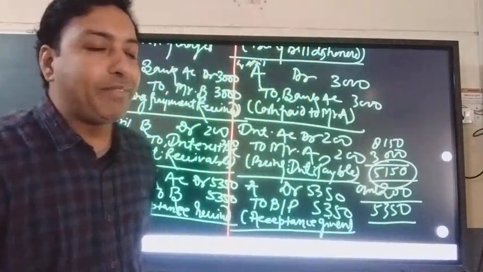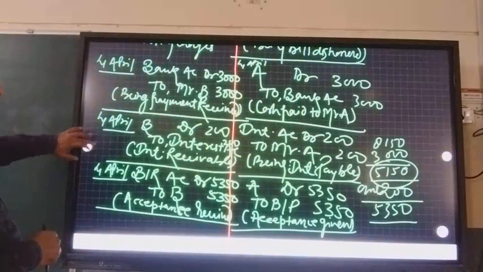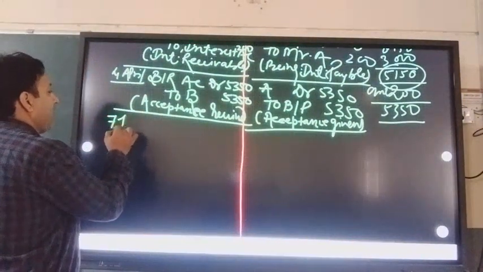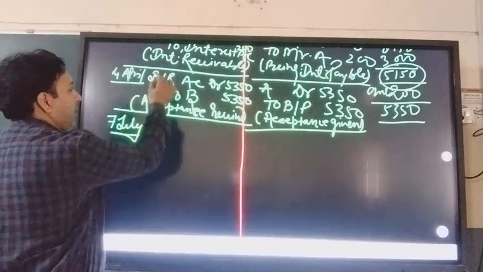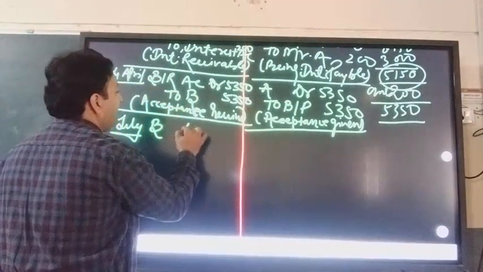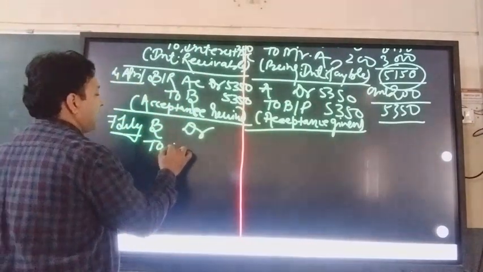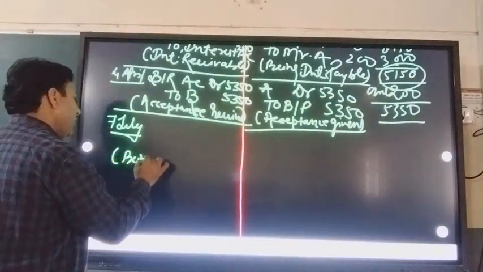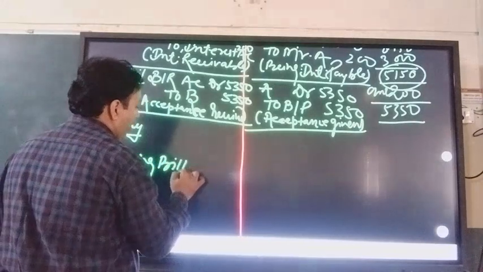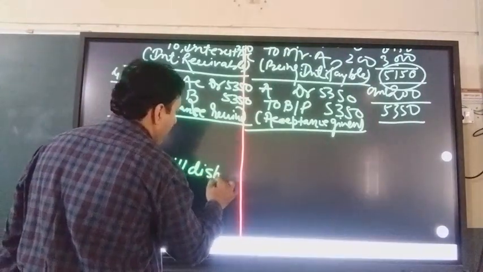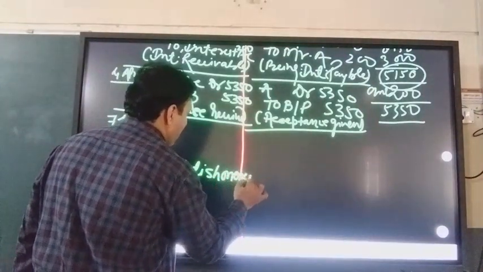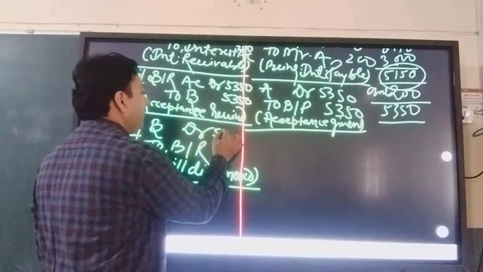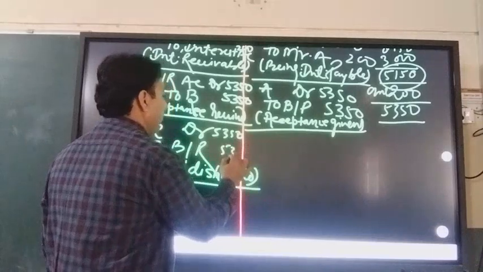So on the 7th July, again the bill was dishonored. On the 7th July, what is the entry of 7th July? Just the opposite entry: B debit and to bills receivable. Okay. Being bill dishonored. Okay. What is the amount? 5350.